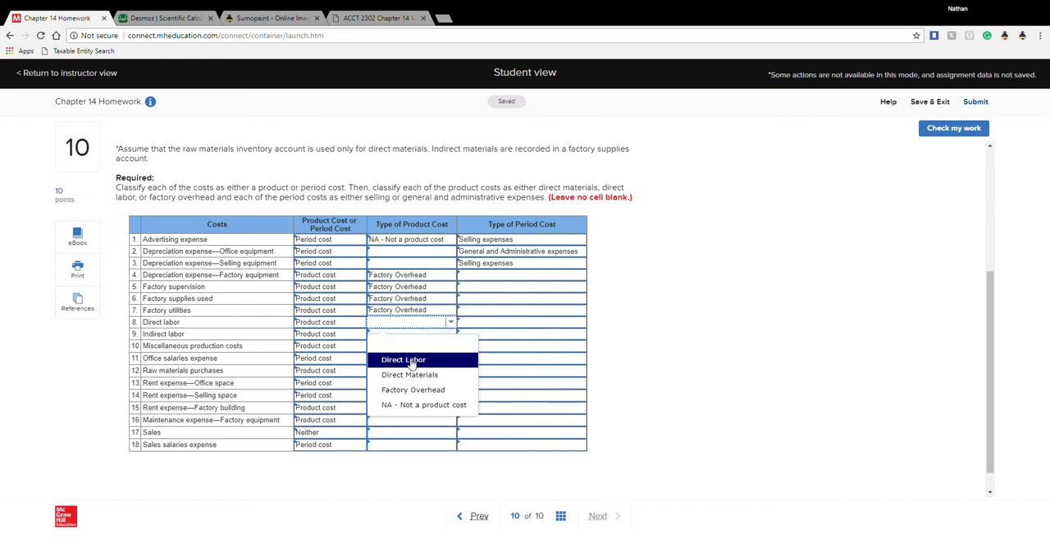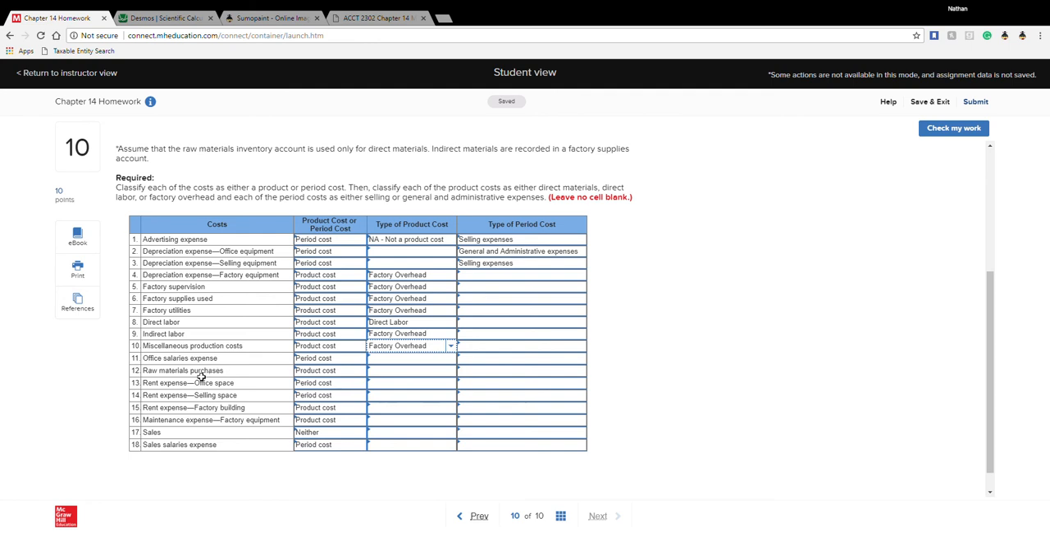Direct labor, of course, is direct labor. Indirect, we've already known that that's factory overhead. Miscellaneous, it's always going to be factory overhead. Again, that's not tied to anything. It's not tied to materials or labor. It has to be indirect cost because it's just a lump sum. Okay.